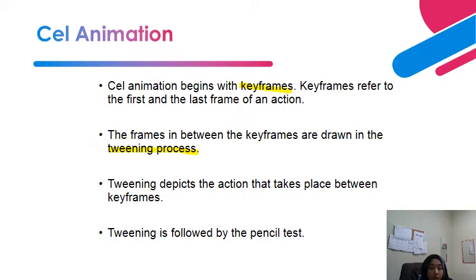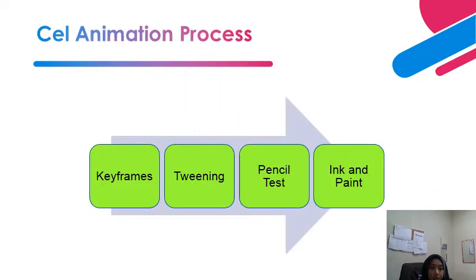For example, this is the first and this is the last. In between here, we call it the tweening process. The tweening depicts the action that takes place between the keyframes. What happens in between can be automatically generated by the computer. Tweening is followed by the pencil test. The pencil test is where you test the animation, the sequence of the animation, to see whether the sequence or logic is correct or not.